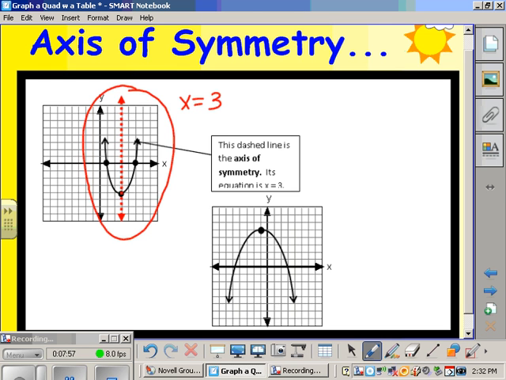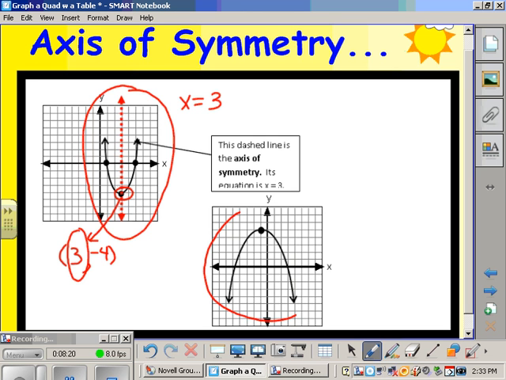Another way to think of it is this. You look at the vertex, and if you write the ordered pair of the vertex, it's going to be 3 for x and negative 4 for y. The axis of symmetry is always going to be x equals whatever the x value of the vertex is. Every time it's going to be the x value.